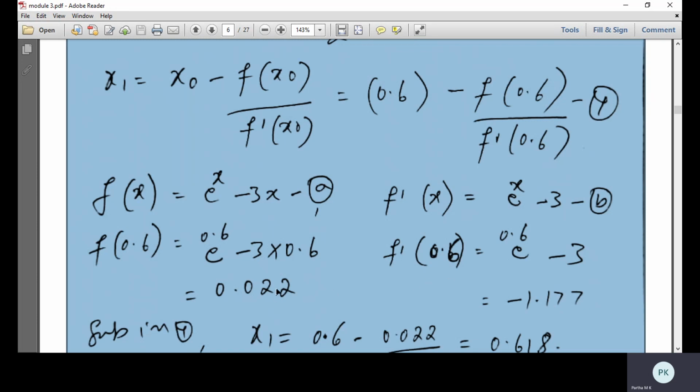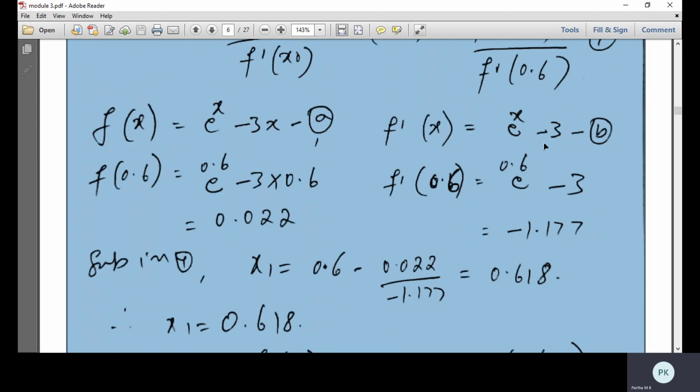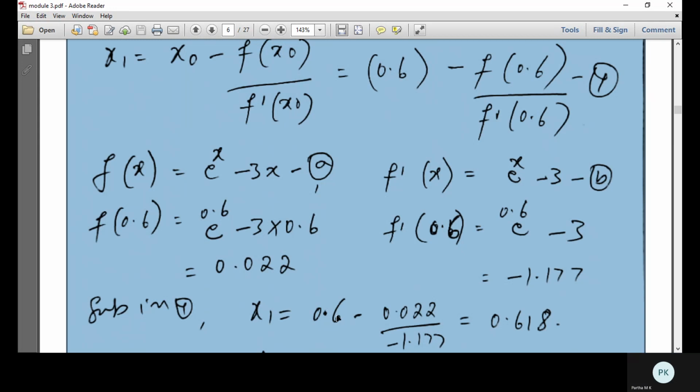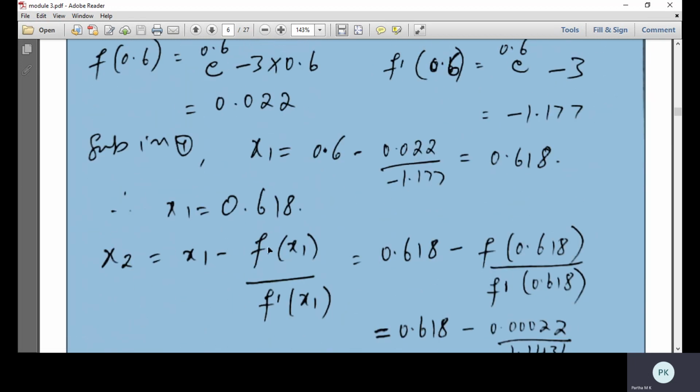Now substitute these values. F of 0.6 value you got, f dash of 0.6 value also you got. You substitute here. If I substitute, observe: 0.6 minus f of 0.6 by f dash of 0.6. So you are getting 0.618. Now write the formula for x2. What is x2? x1 minus f of x1 by f dash of x1: x1 is 0.618 minus f of 0.618 by f dash of 0.618.